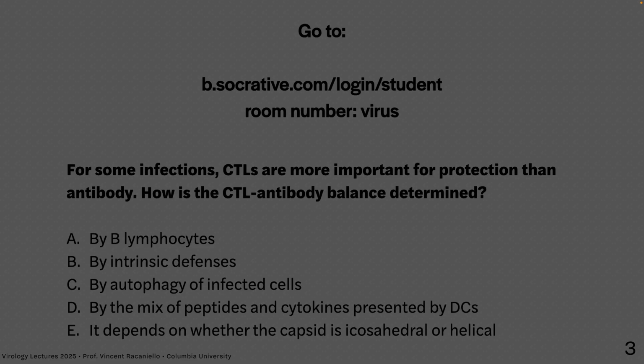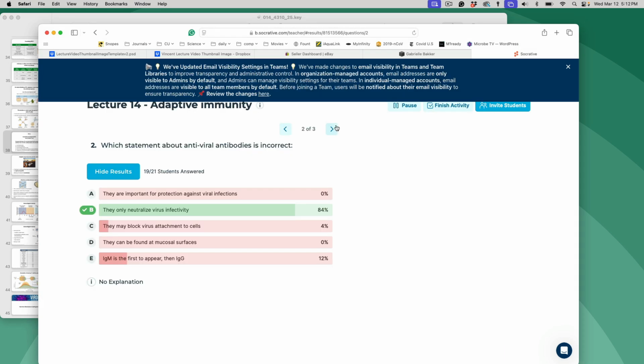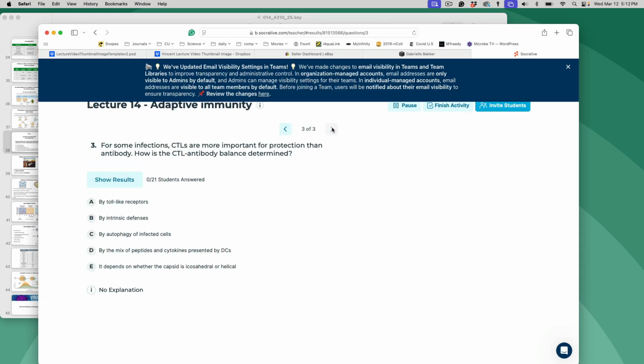One more question. For some infections, CTLs are more important for protection than antibody. How is the CTL antibody balance determined? By toll-like receptors, by intrinsic defenses, by autophagy of infected cells, by the mix of peptides and cytokines presented by DCs, or it depends on whether the capsid is icosahedral or helical. So what is determining the CTL antibody balance?